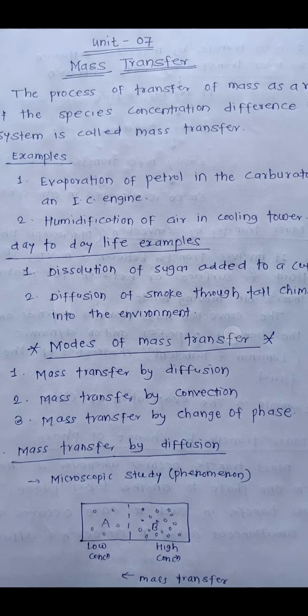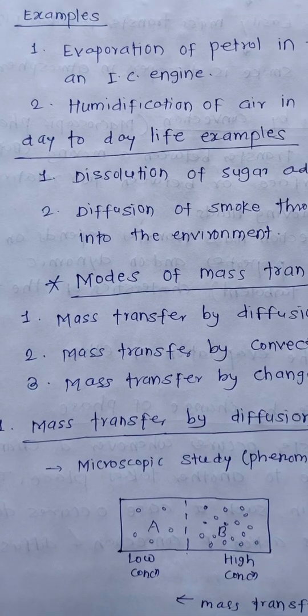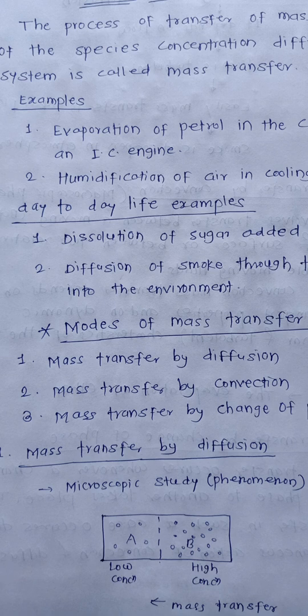Now we discuss the first mode of mass transfer, that is mass transfer by diffusion. In mass transfer by diffusion there are two types: mass transfer due to molecular diffusion, and mass transfer due to eddy diffusion. First of all we see mass transfer because of molecular diffusion. So what is meant by molecular diffusion?